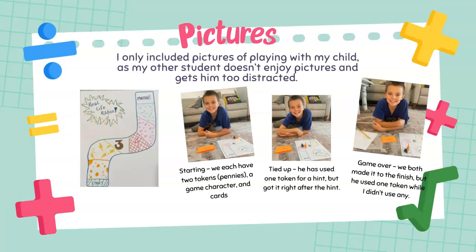I only use pictures of my child because my other student pictures just don't go over very well. So here is a picture of my board. We have 6 spots, 1, 2, 3, 4, 5, 6, and then finish. Here we are. We were onto the medium deck. We have 2 tokens, which I just used pennies, and I used our characters from my Monopoly Junior game.